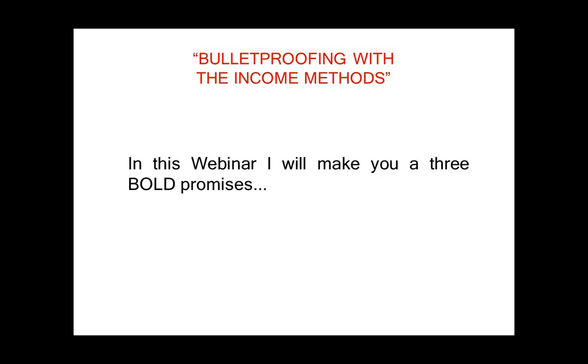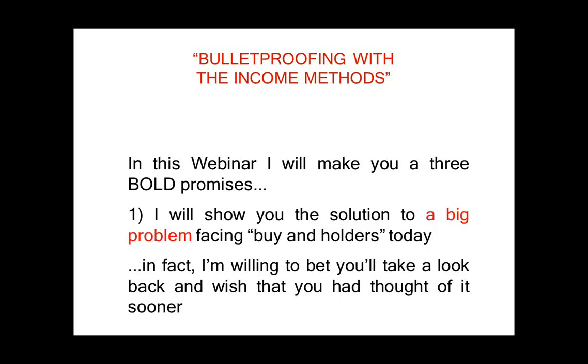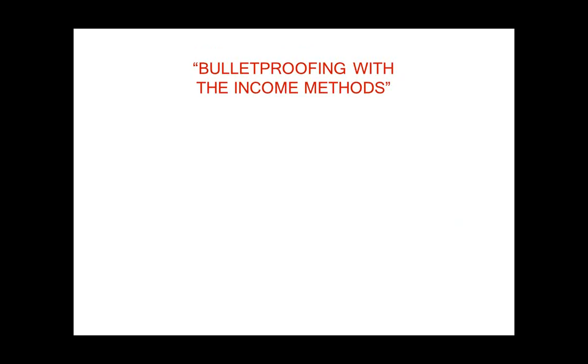And afterwards, we're going to take another reading. We're just going to say, okay, now, given what I just showed you, would that change? Would that have changed your last 12 months if you'd known that at the beginning? If you knew it at the beginning of September last year, would you have a different year? Okay? So I'm going to show the solution to a big problem facing buy and holders today. That's the first thing. And I'm willing to bet that you're going to look back and wish that you had thought of it sooner.